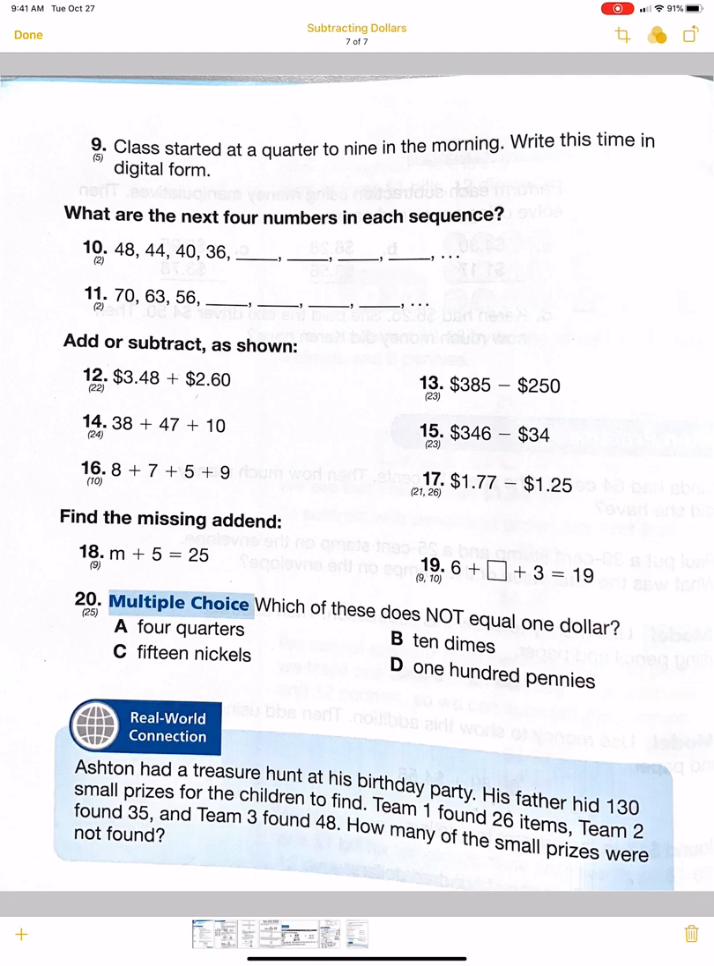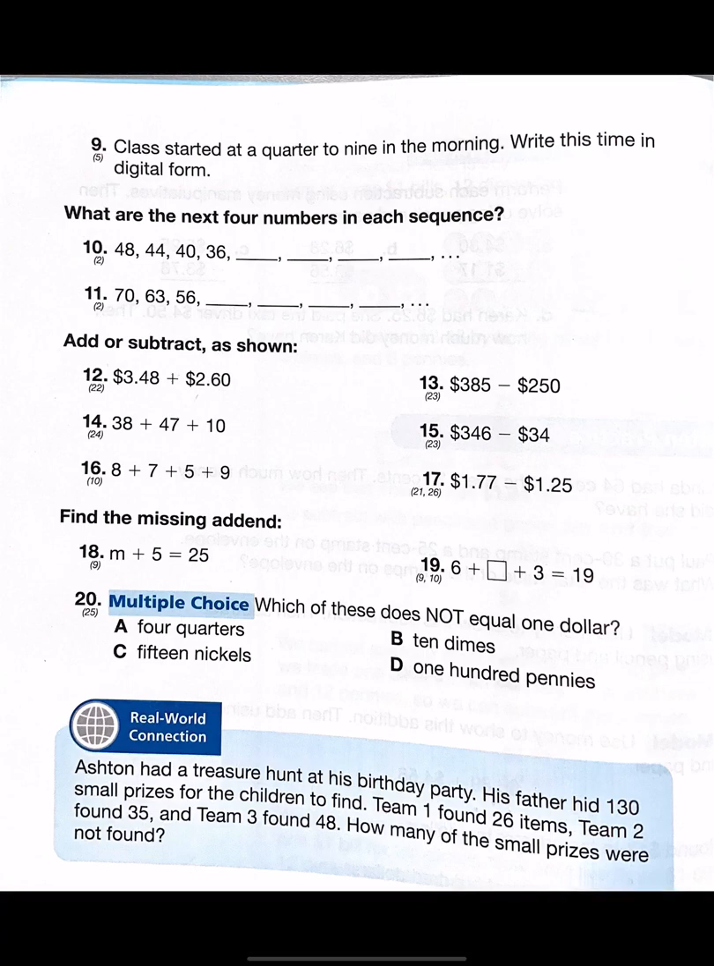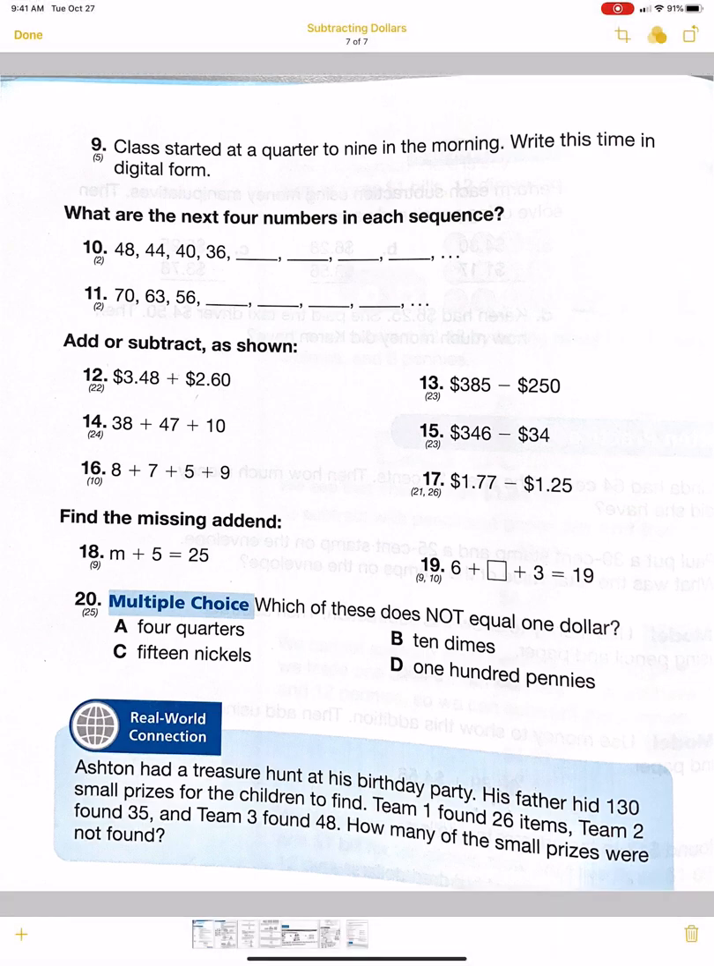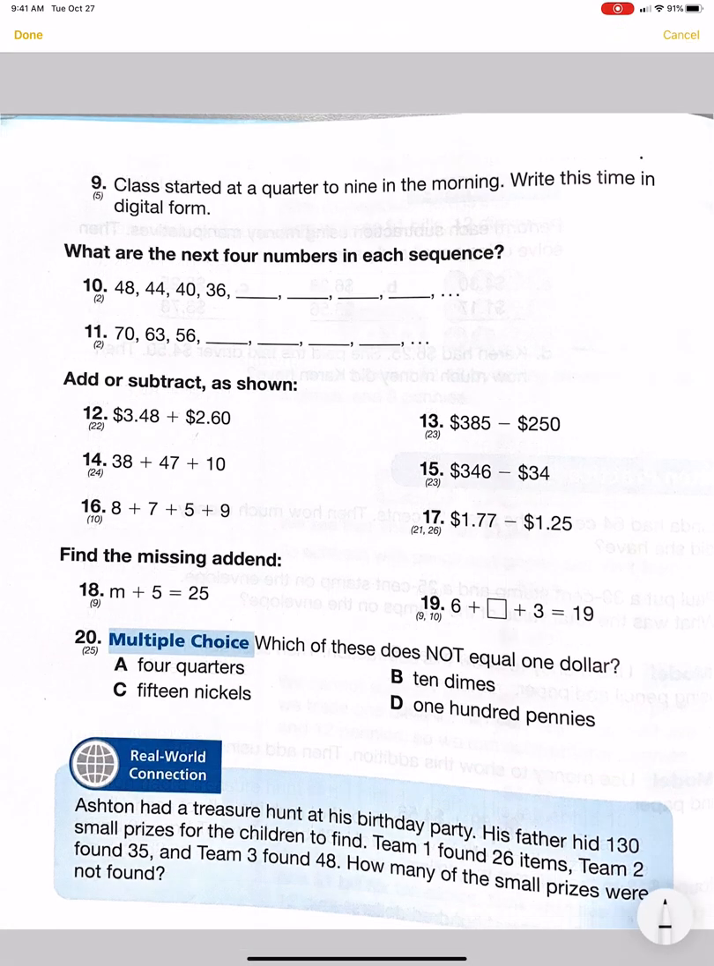And how did I do that? There we are. Class started at 8:45. So a quarter till is 45 minutes. And so it is not quite 9 yet. So it is still the hour 8. And this is in the morning.